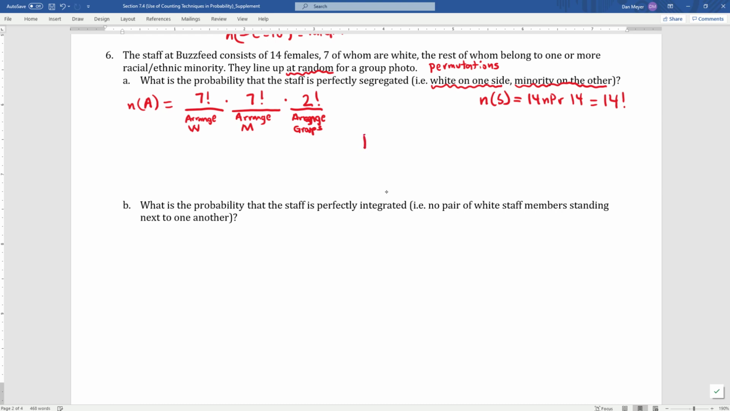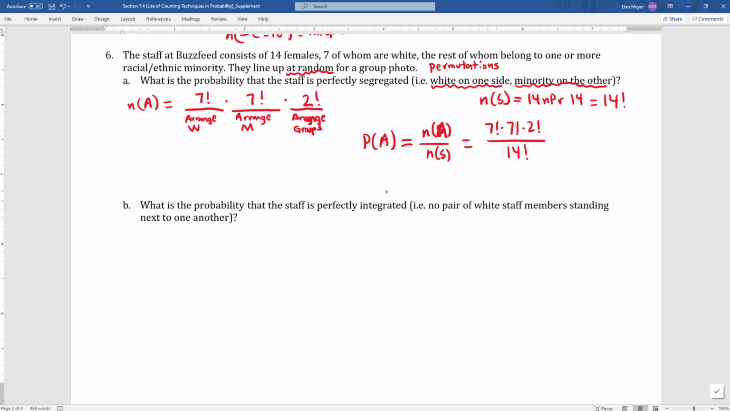Anyways, when we go to find the probability, if we just line them up at random, what's the probability that we got all the white people on one side and all the not white people on the other side? That's going to be the number of things in our event divided by the number of things in the sample space. That'll be 7 factorial times 7 factorial times 2 factorial, all over 14 factorial.